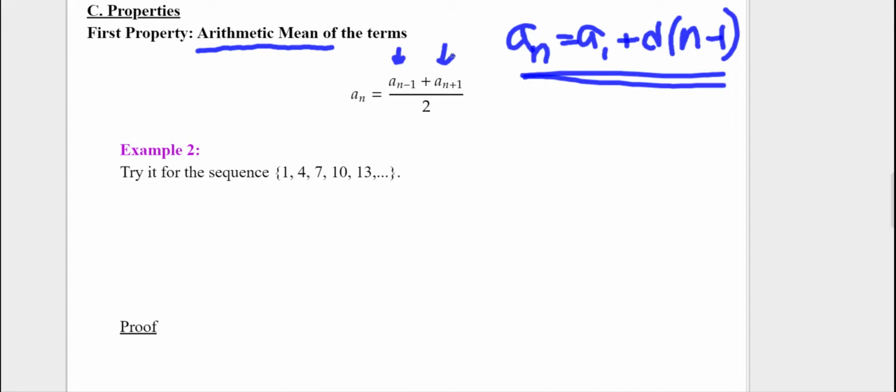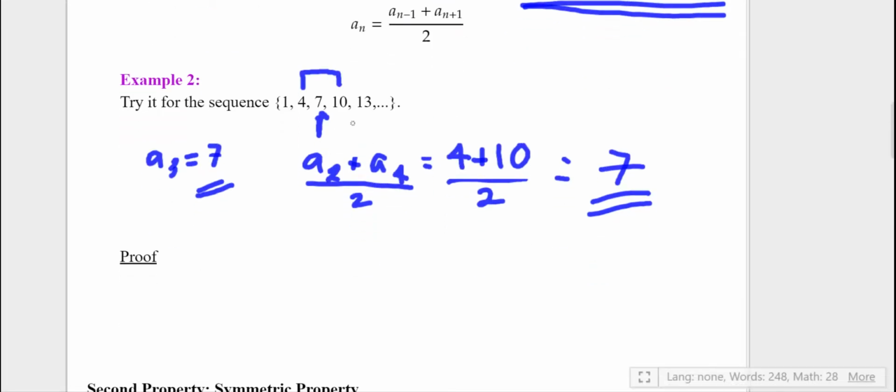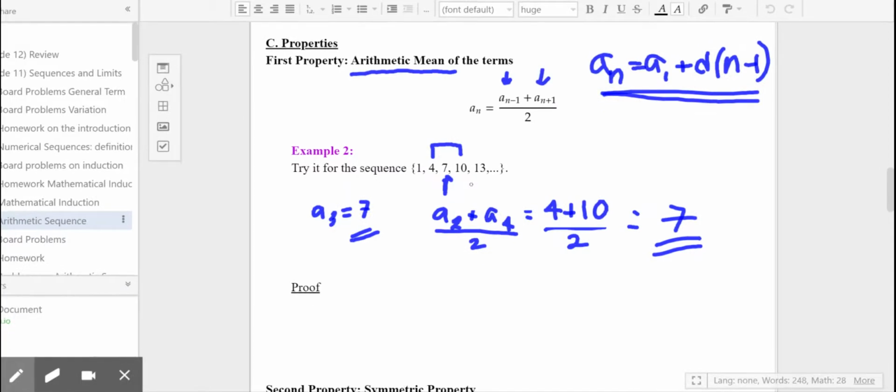Here's an example to show you how it works. If I pick 7, that is the third term. The two terms around it are a2 and a4, which are 4 and 10. I add 4 plus 10 and divide by 2, because that is what the property says. So this equals 14 divided by 2, which is 7. As you can see, you can get any term by taking the average of the term that comes before and after. This is pretty important, and a pretty useful property, if anything. So that's pretty much it for that.